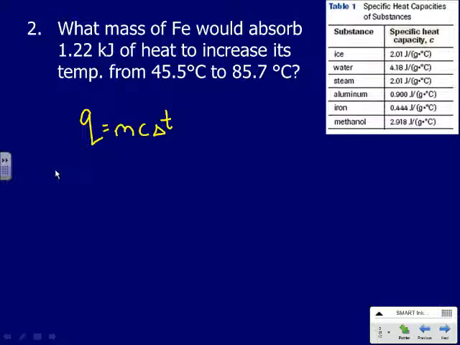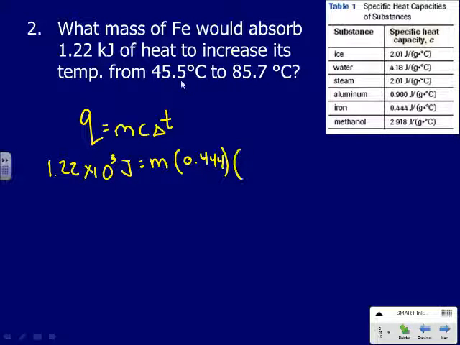What's the easiest way to convert that? Yeah, Jess? Yeah, times 10 to the 3. Just stick a times 10 to the 3 on the back end. Joules. So the equation uses joules. If you're dealing with kilojoules, you've got to convert it over. We're looking for an M. C for iron, 0.444.